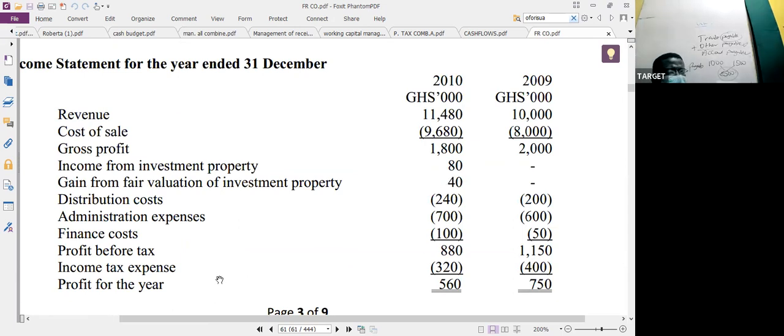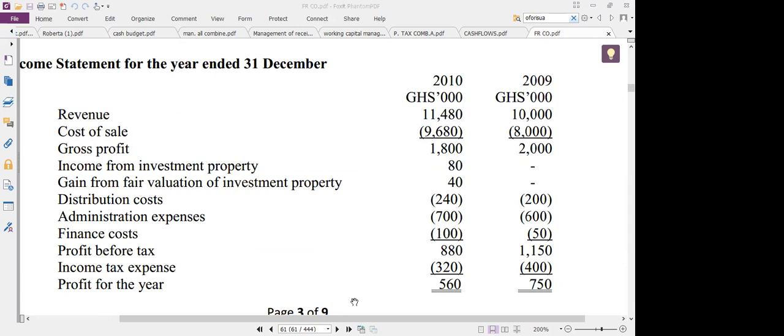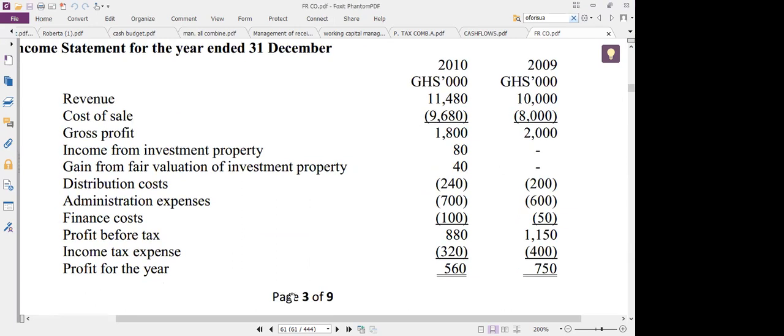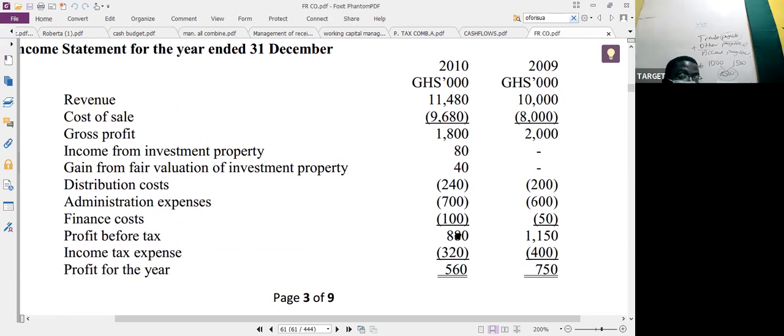First, let me confirm already. Okay. Now, first thing, what do you look out for in the P&L? Profit before tax. Confirm that it is there. It is there, right? 880. Then I'm very fine. I'm happy. At least I've gotten one tick.